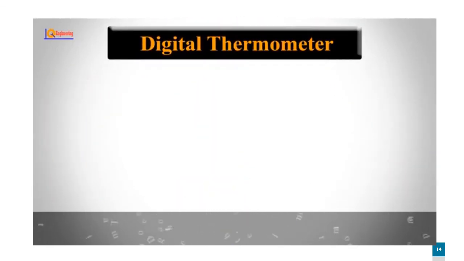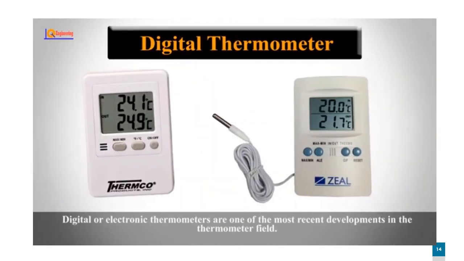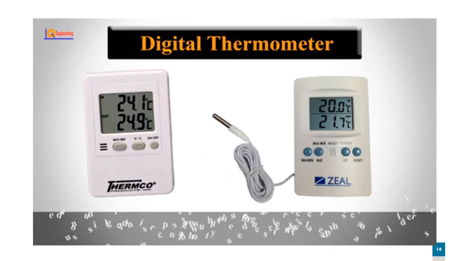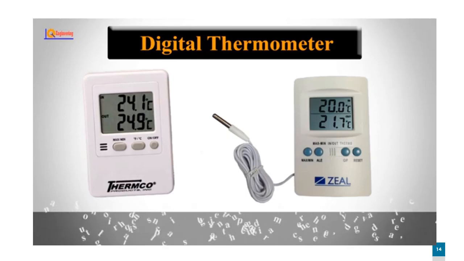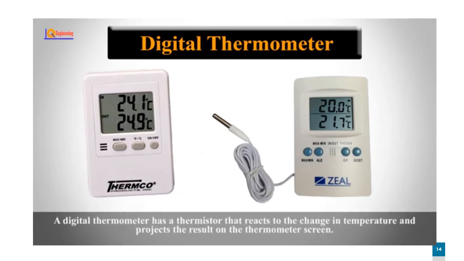Digital thermometer. Digital or electronic thermometers are one of the most recent developments in the thermometer field. Instead of using liquids or gases paired with a temperature scale, they have a digital screen, which can show you the readings in mere seconds. A digital thermometer has a thermistor that reacts to the change in temperature and projects the result on the thermometer screen.